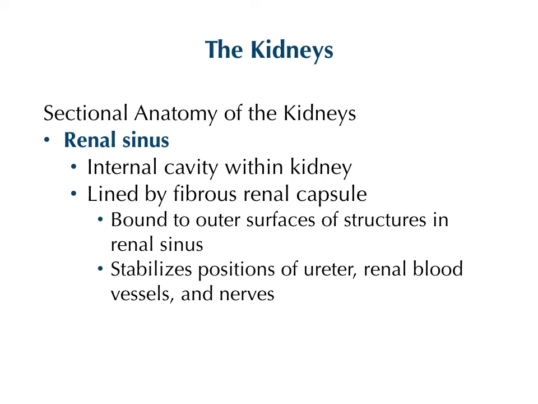The renal sinus is an internal cavity within the kidney, and it's lined by the fibrous renal capsule. The renal sinus is occupied by the renal pelvis, renal calyces, blood vessels, nerves, and fat. The renal hilum extends into a large cavity within the kidney, occupied by renal vessels, minor renal calyces, major renal calyces, the renal pelvis, and some adipose tissue.